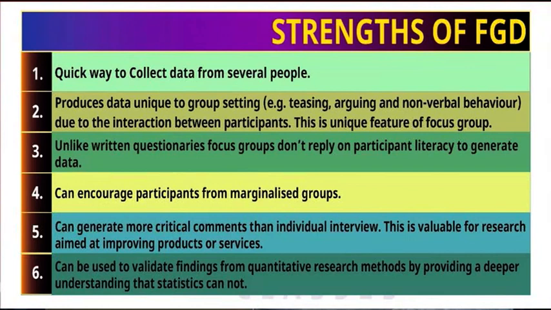Now, what are the strengths of the focus group discussion method? If we are using this, what are its strengths? Number 1, a quick way to collect data from several people. If you collect data individually, one person at a time, it is a time-consuming process. When you have 4 to 10 people discussing and giving data, time will be saved, money will be saved. So, it is a quick way to collect the data. This is the first merit or strength of focus group discussion.